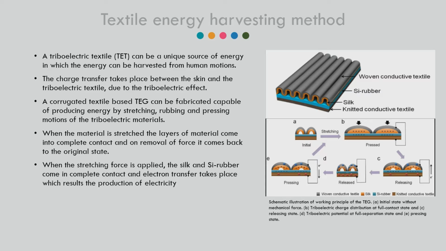A corrugated textile-based triboelectric energy generator can be fabricated, capable of producing energy by the stretching, rubbing, and pressing motion of the triboelectric materials. When a material is stretched, the layers of material come into complete contact, and on removal of force, it comes back to the original state. When the stretching force is applied, the steel and silicon rubber come in complete contact and electron transfer takes place, which results in the production of electricity.